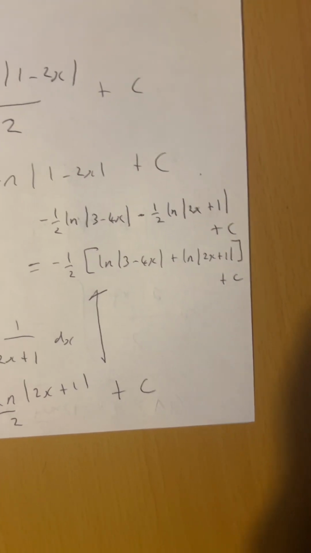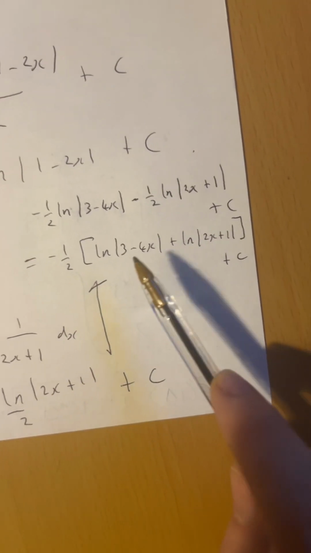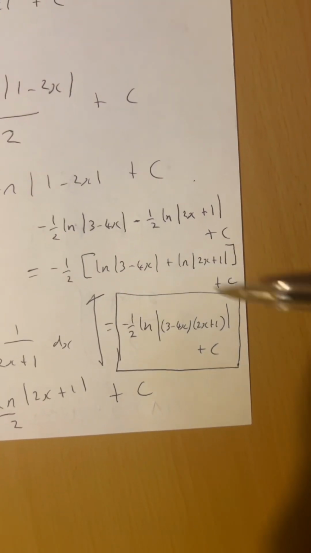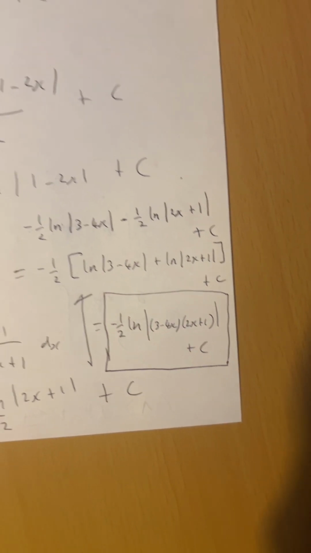And you know that when you add logarithms together, by your rules of logs, you multiply the insides. So what you can do now is write the answer something like this: minus a half, multiply the 2 insides, and then you get something like that.